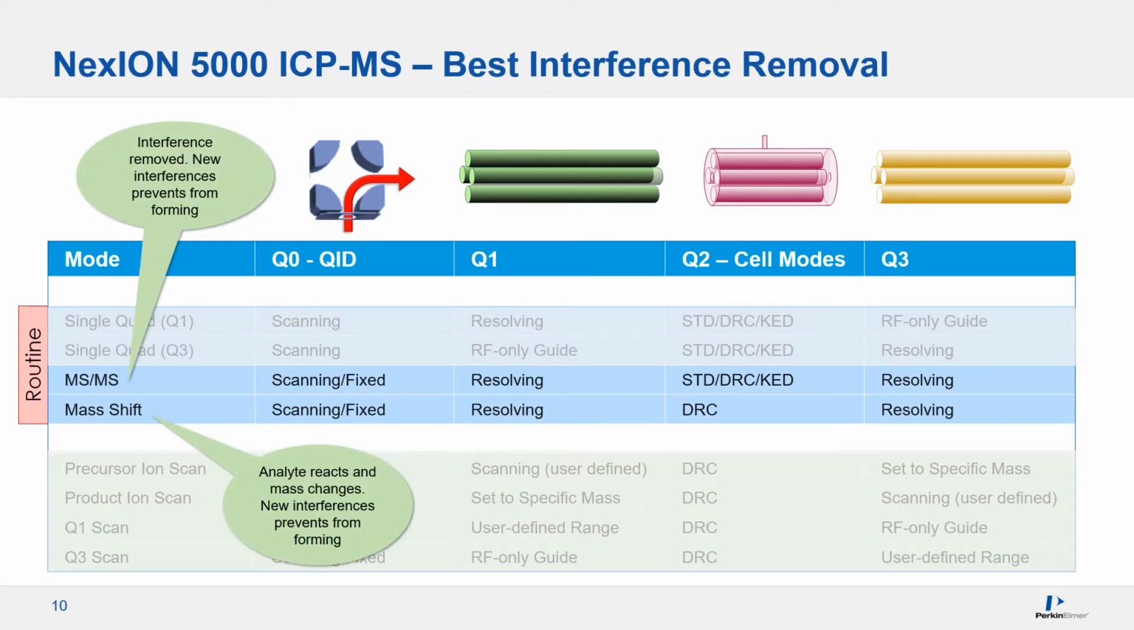However, you bought that extra quad for a reason. Typically that is for MS-MS mode, where both quadrupoles are resolving to the same mass, or a mass shift mode, where one quadrupole is typically resolving to a single mass and the other quadrupole, Q3, is at a different mass. So we're shifting our analyte and avoiding a particular interference.